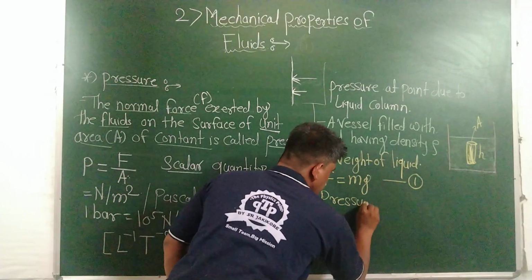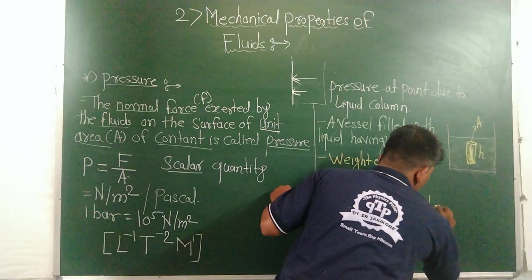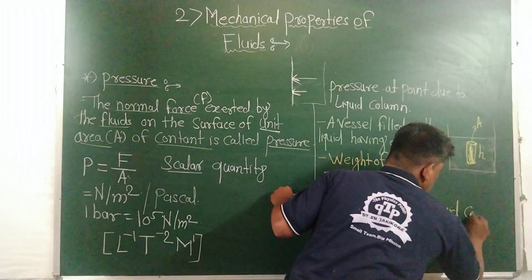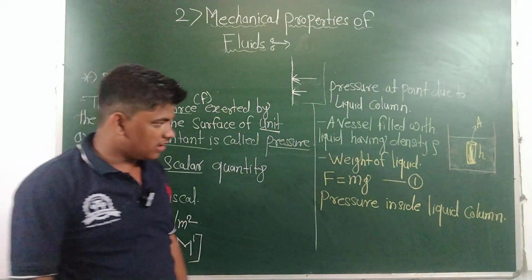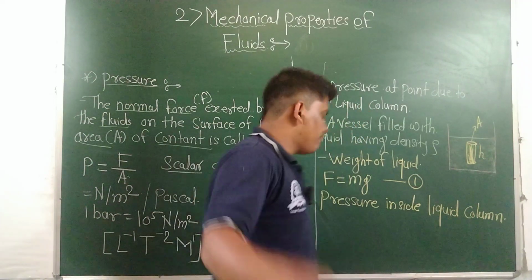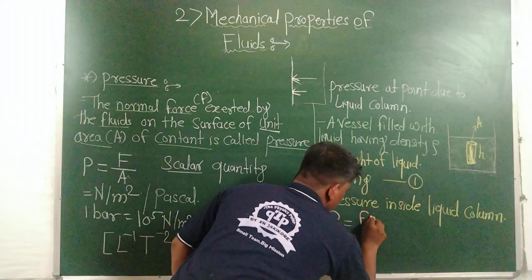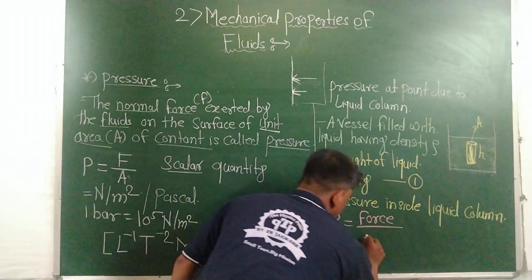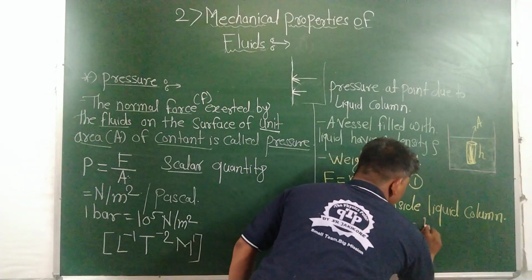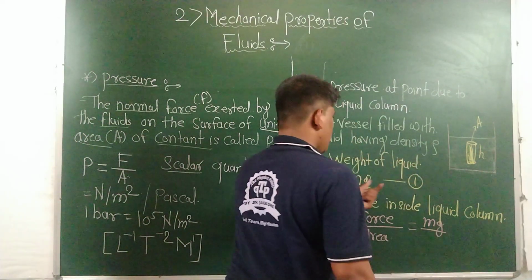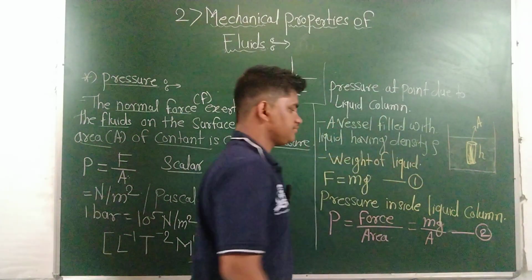The pressure inside the liquid column, at the bottom of the cylinder, the pressure P is equal to force divided by area. What is the area? Force is equal to M into G, divided by area, that is small caps A. This is equation number 2.